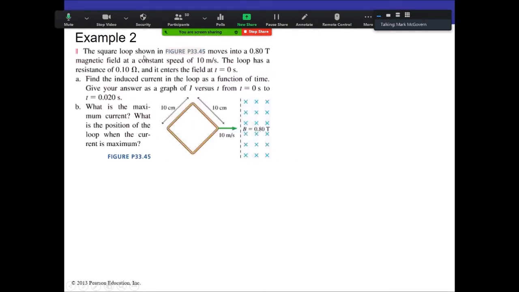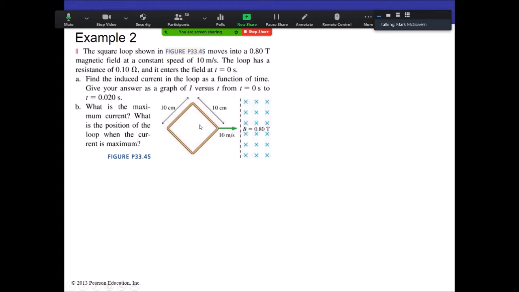All right, the square loop shown here, which looks more like a diamond, but it's a square, just a little tilted, right? Moves into a 0.8 Tesla magnetic field at a constant speed of 10 meters per second. The loop has a resistance of 0.1 ohms and enters the field. We want to find the induced current in the loop as a function of time. Okay, so the magnetic field does not change, but the effective area that the magnetic field is in does start to increase.